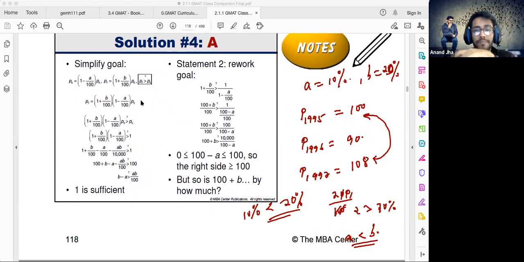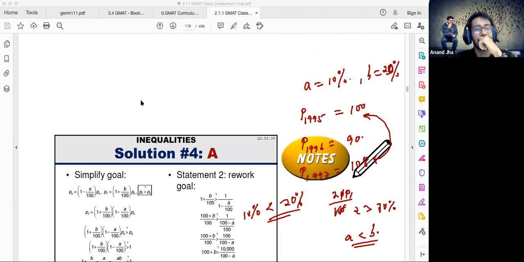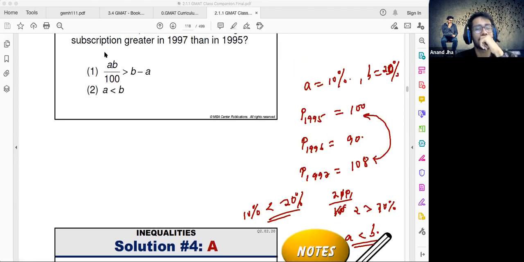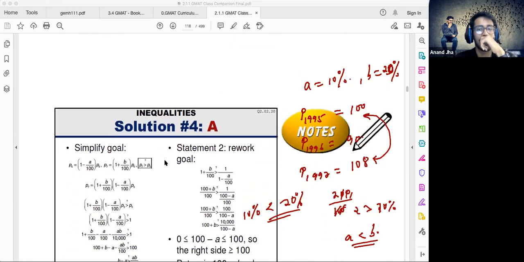What have they done? Oh my God, look at the formula. Why have they done it this way? You should have taken A and B percent, where AB by 100 is greater than B minus A. Choose A and B in such a way where AB by 100 is greater than B minus A, or second case, A less than B.